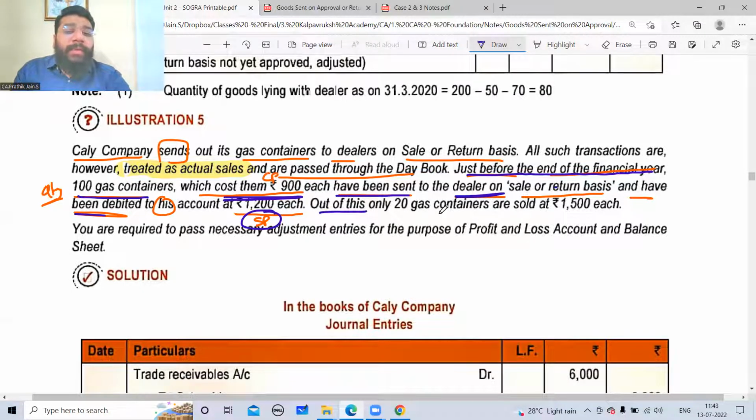Out of this, only 20 gas containers are sold at 1,500 each. Now this line is the tricky line. This has to be understood properly. You are required to pass the necessary adjustment entries for the purpose of profit and loss account and balance sheet.